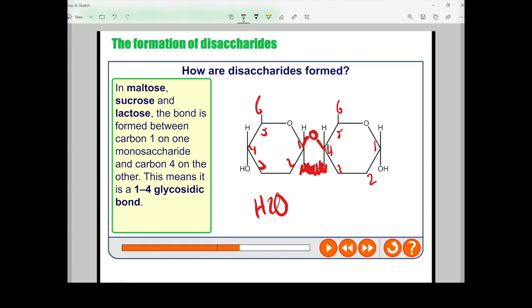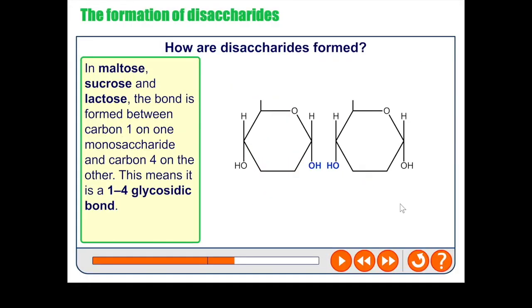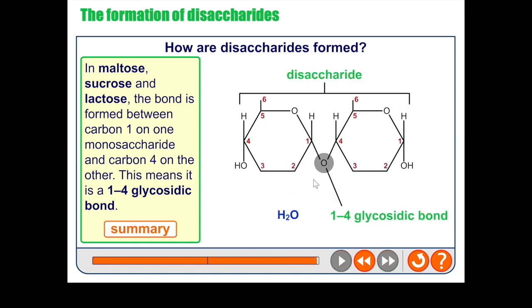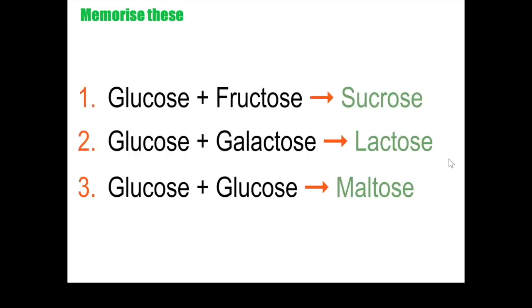Now it's really important, if you're writing this in an exam, you really need to tell the examiner where this bond is. So the bond is between the first carbon in this glucose and the 4th carbon in the other glucose, right? So it's a 1,4 glycosidic bond. And the reaction is called condensation because we removed a water molecule. So these are things you need to memorize.